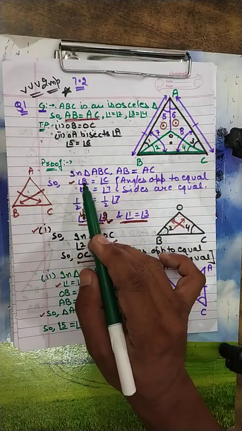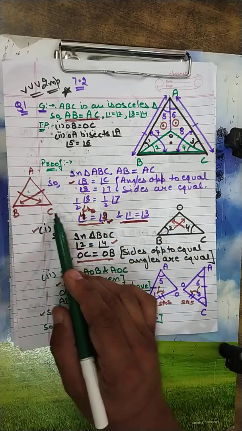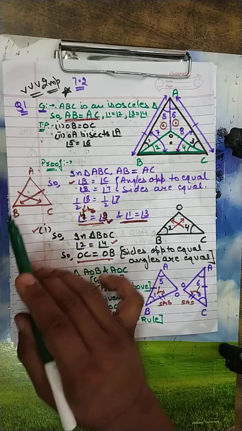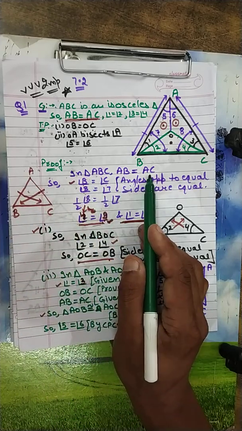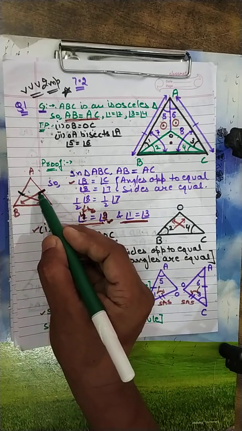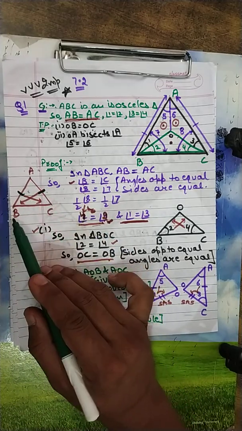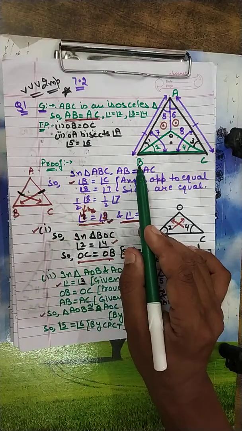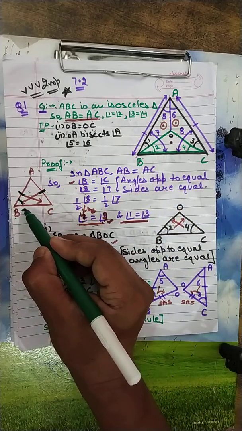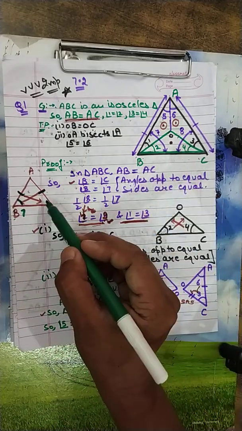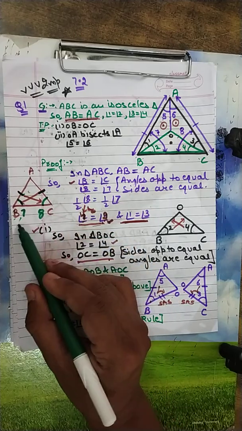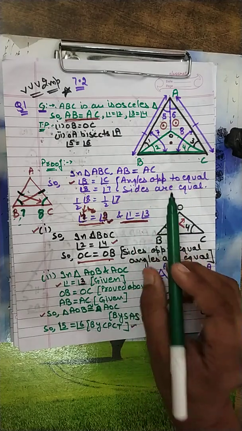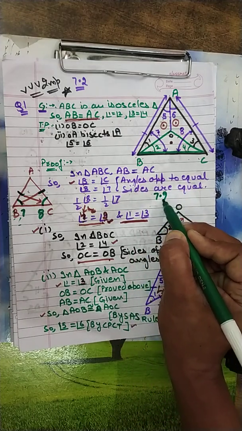Now start the question. In full triangle ABC, it is given in the question that side AB equals AC, so their opposite angles are also equal. What is angle B? That is angle 7. What is angle C? That is angle 8. So angles 7 and 8 are equal to each other. Theorem: angles opposite to equal sides are equal. That is theorem 7.2.